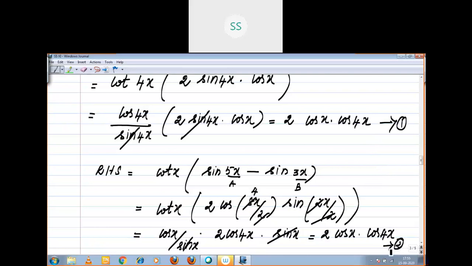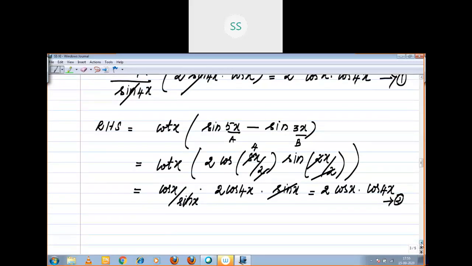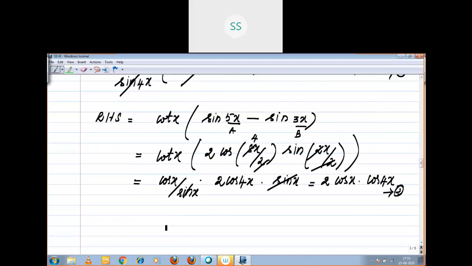See your LHS, this is your 1. This is your 2. So 1 equal to 2. That means LHS equal to RHS. Therefore, LHS equal to RHS. Got it, children?